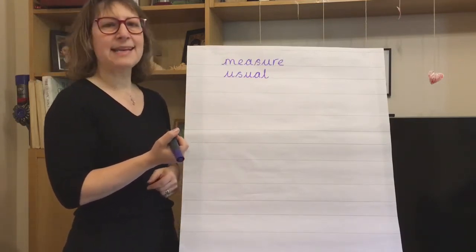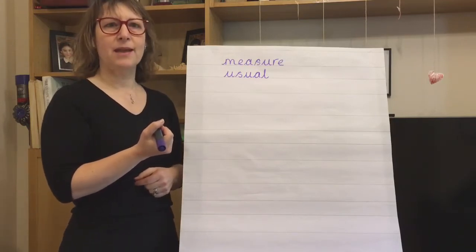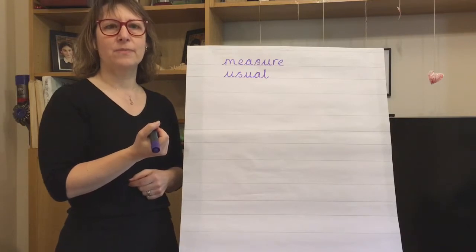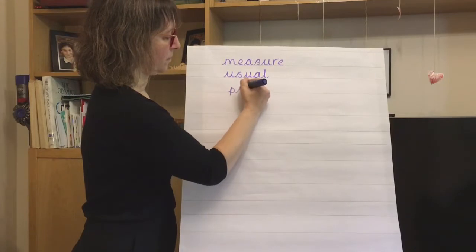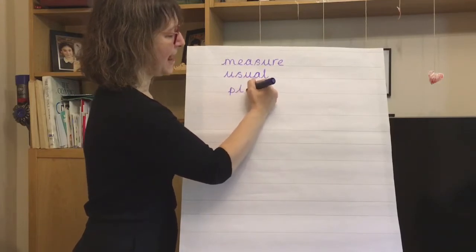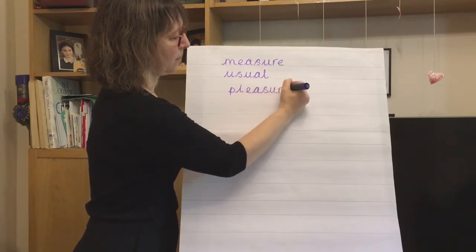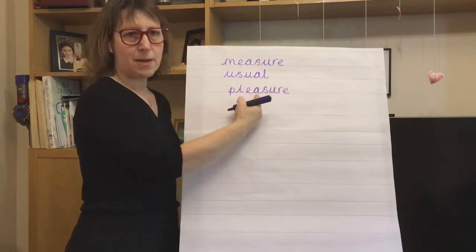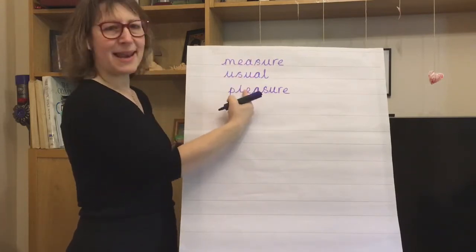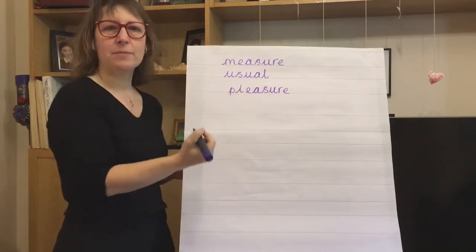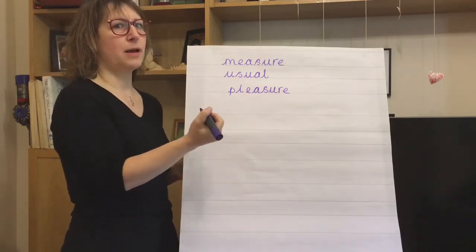Our next word is pleasure. It was a pleasure to meet you. Pleasure. Did you remember the S this time if you left it out last time? Measure. Pleasure. It helps when our spellings sound the same, doesn't it? We don't have to do quite so much work learning them.